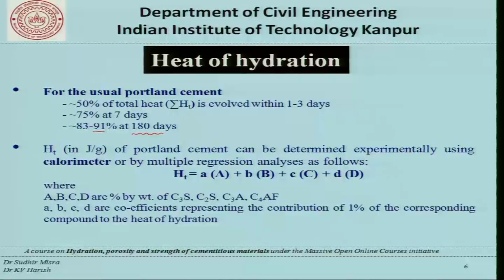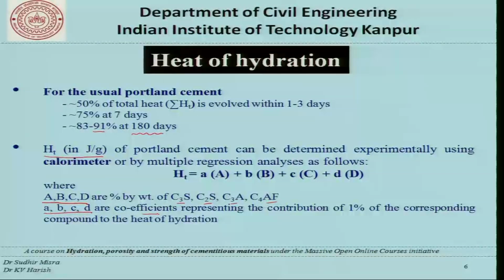Coming to the composite nature of cement, the HT, which I said is measured in terms of joules per gram of Portland cement, can be determined experimentally using a calorimeter or by multiple regression analysis, which is in the form HT equals Aa plus Bb plus Cc plus Dd, where the capital A, B, C and D are the weight percentages of the C3S, C2S, C3A and C4AF, and the small a, b, c, d are coefficients which represent the contribution of 1% of the corresponding compound to the heat of hydration.